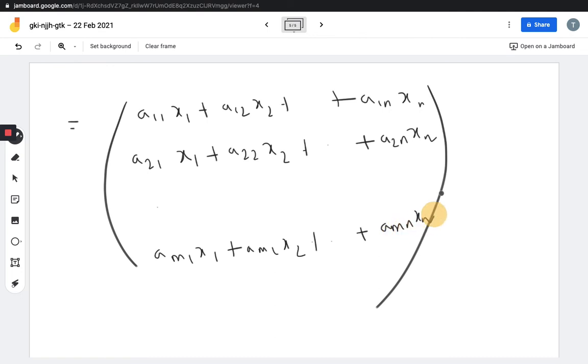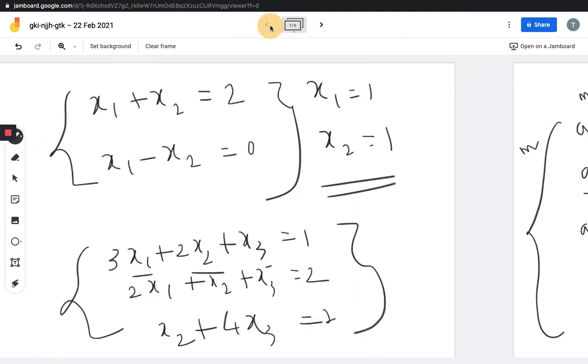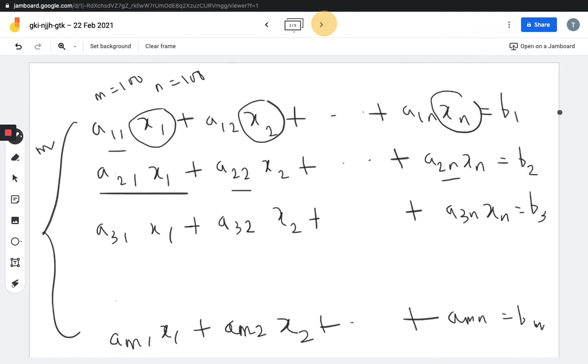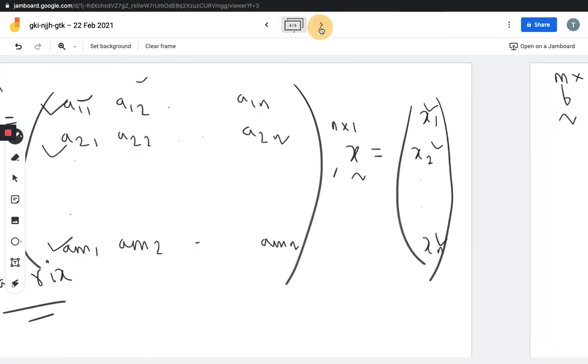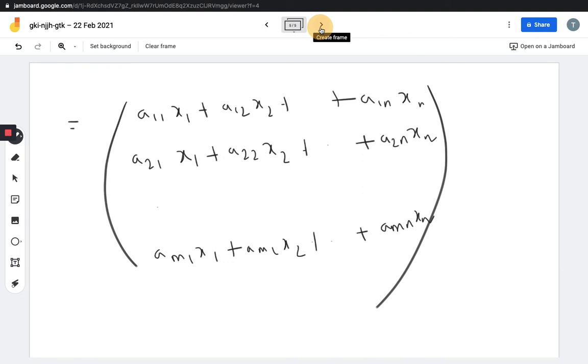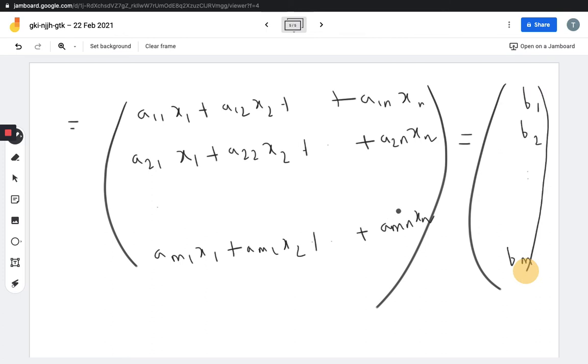Okay? Now, interestingly, this first row is actually B1. The second row is actually B2. The mth row is actually Bm. So just replace the rows by B1, B2, Bm. Okay?